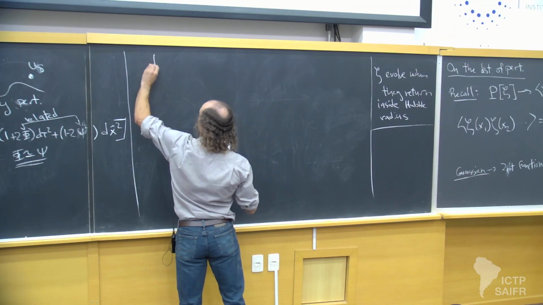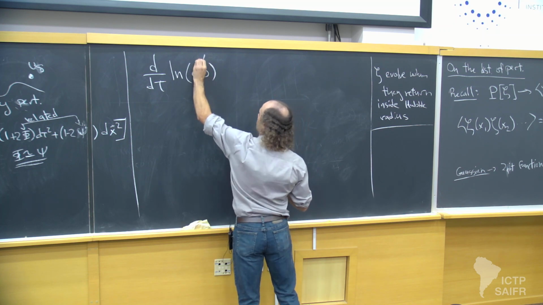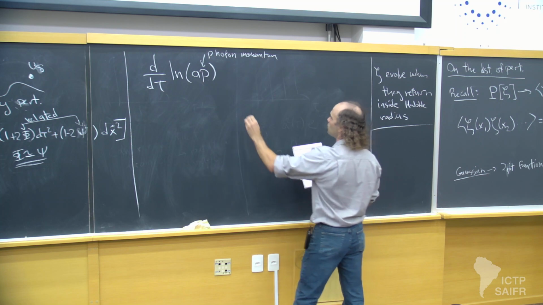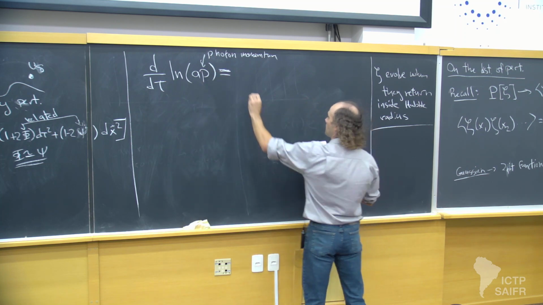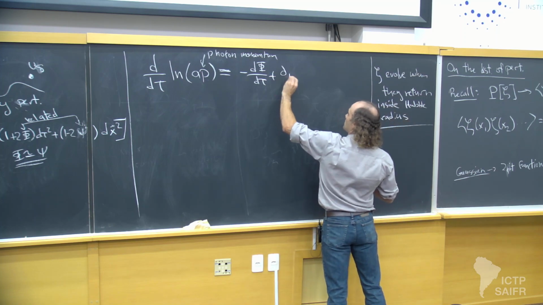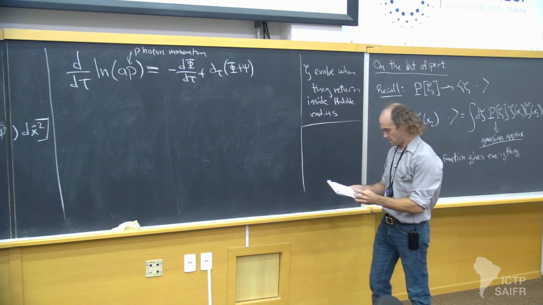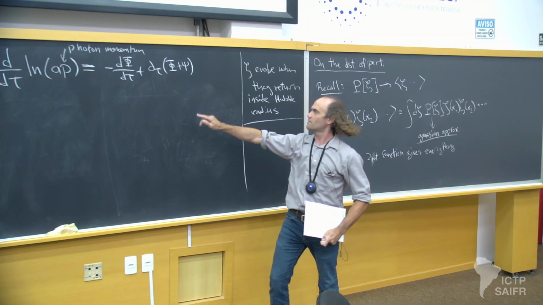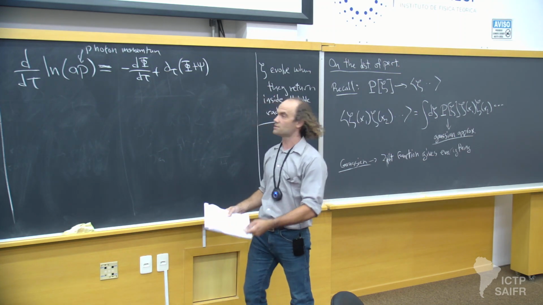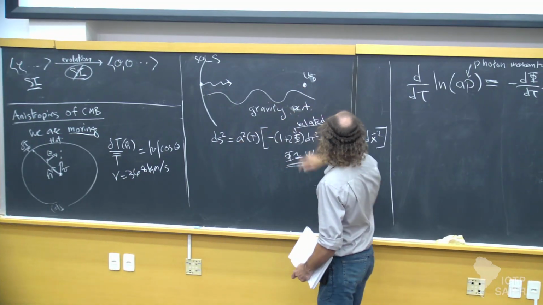And the answer is that we write down d by d tau of the log of A times the photon momentum, then this is equal to minus d phi by d tau plus the partial derivative with respect to tau of the sum of phi and psi. Okay? And what's nice is that this is almost integrable, right? Except for this piece here, we could just take the integral on both sides with respect to tau and get a nice answer for what happens to the photon momentum between the early time, or the surface of last scattering, time of last scattering, and when it reaches us. Okay?